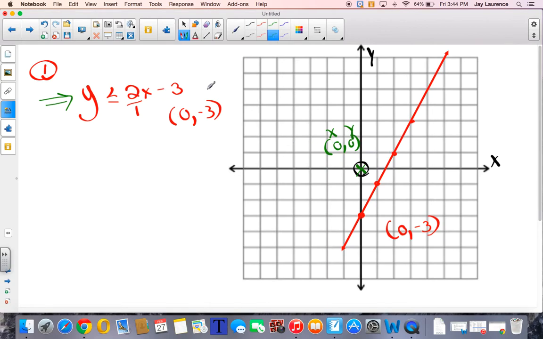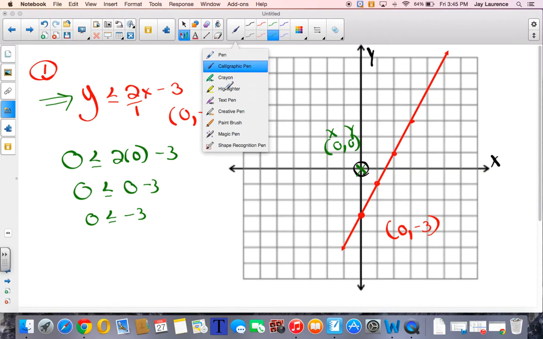So I'm going to plug 0 in for y. That'll be less than or equal to 2 times 0 minus 3. I'm going to simplify this as much as possible. 0 is less than or equal to 0 minus 3. That means 0 is less than or equal to -3. Is that true? Is 0 less than -3? No, it's not. So I'm not going to shade where 0, 0 is. I'm going to shade the other side of the line.